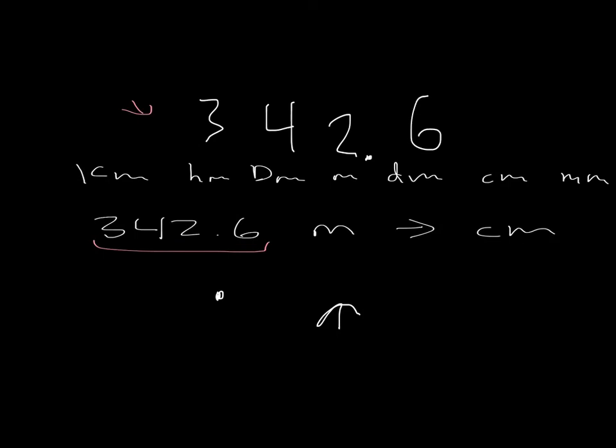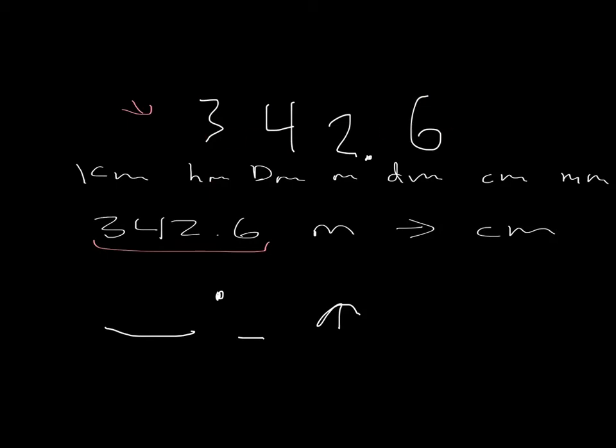So what this is really telling me is that in 342.6 meters, what I actually have is 3 hectometers, because I have 300 meters. That's what hectometers are. I have 4 decameters, and this is like groups of 10 meters. I have 4 of those, 2 single meters, and then 6/10 of a meter. I haven't quite filled up another whole meter yet, but I have 6/10 of it. And that's what that's telling me.